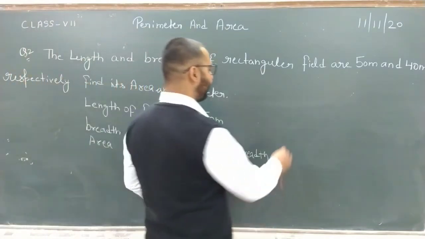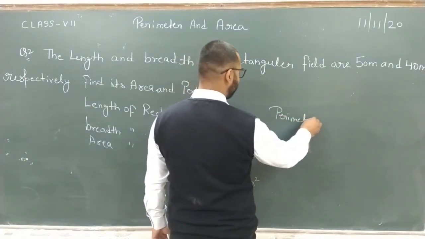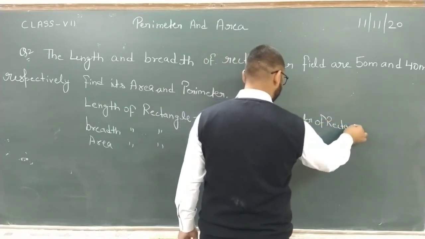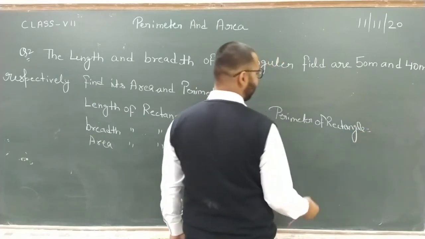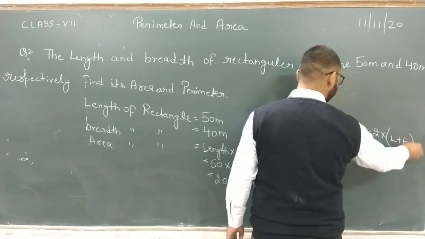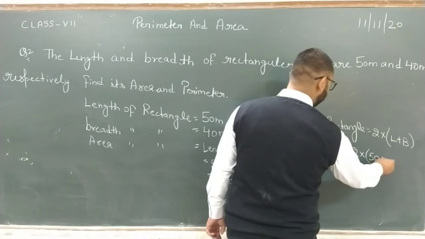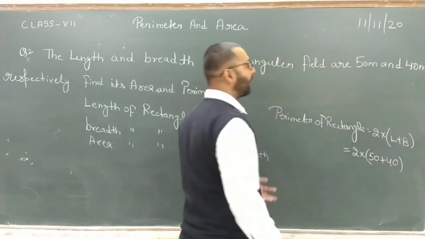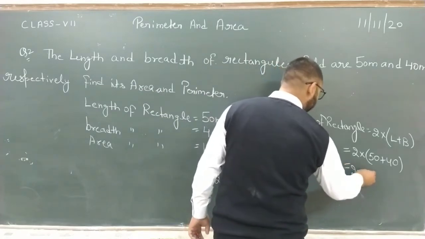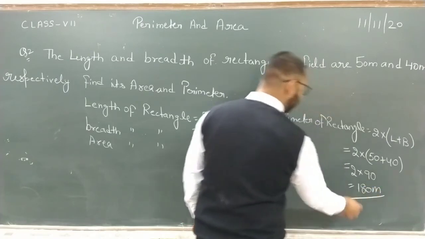Now we have to find out perimeter. Perimeter of rectangle, the formula is 2 multiply by length plus breadth. So 2 as it is, length is 50, breadth is 40. Put the values. According to board marks, first of all we have to solve the brackets. So 2 multiply by 90, answer will be 180 meters.